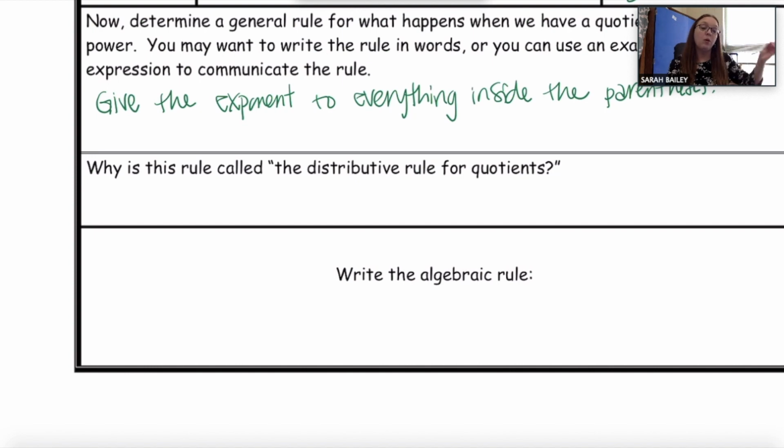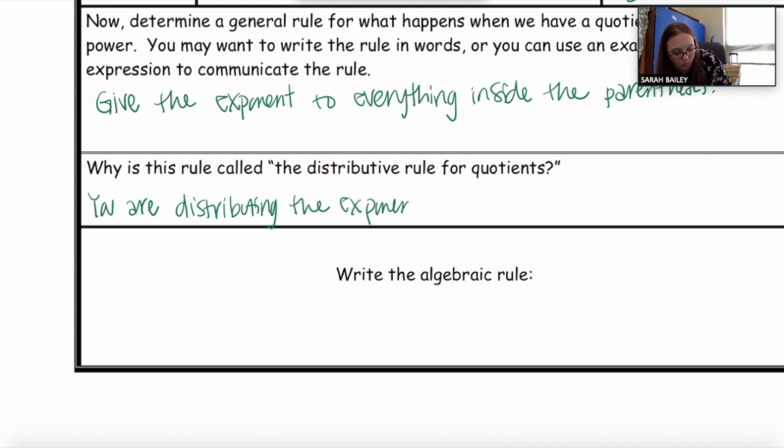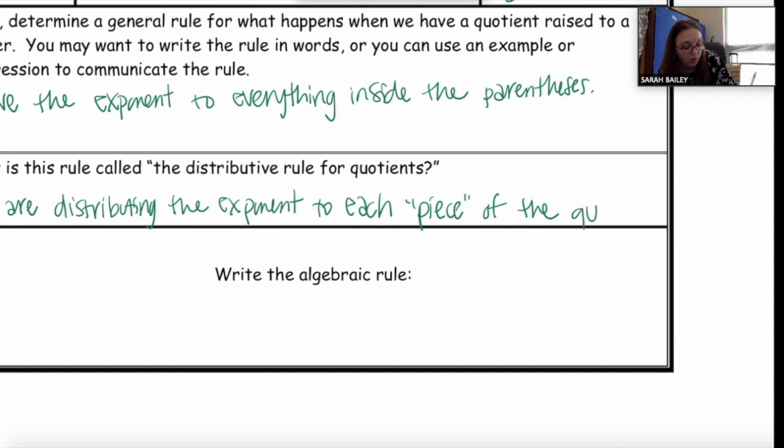And then why do we call this the distributive rule for quotients? So we're giving the exponent to every piece inside of the quotient. So you are giving, or maybe let's say distributing, the exponent to each piece of the quotient.